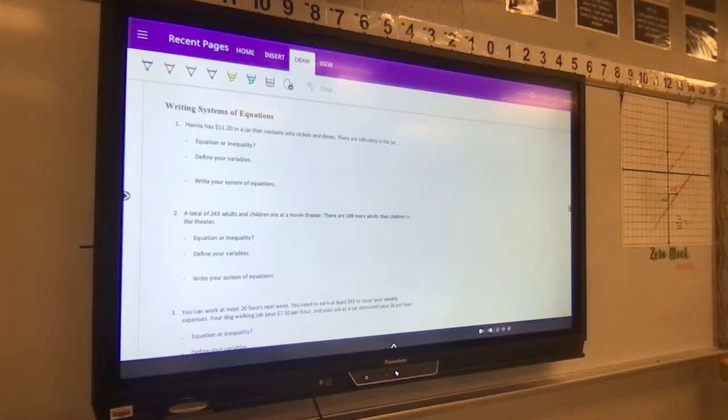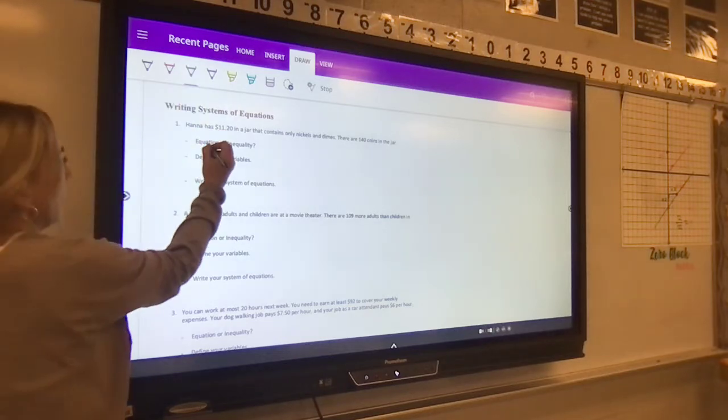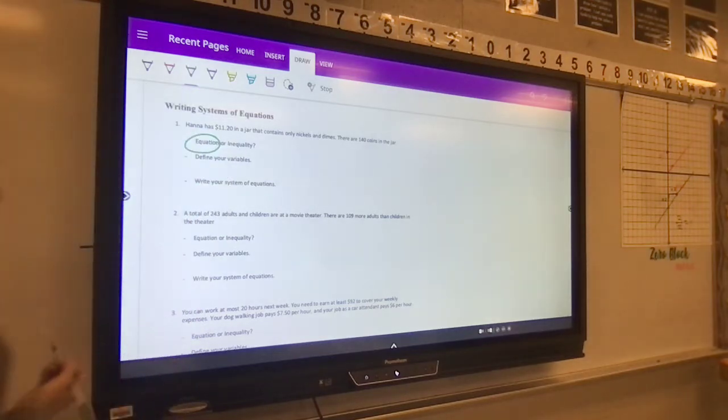Right, so writing systems of equations. First we have: Hannah has $11.20 in a jar that contains only nickels and dimes, and there are 140 coins in the jar. So first you need to decide, is this an equation or an inequality? This one is an equation. And then we're going to define our two variables.